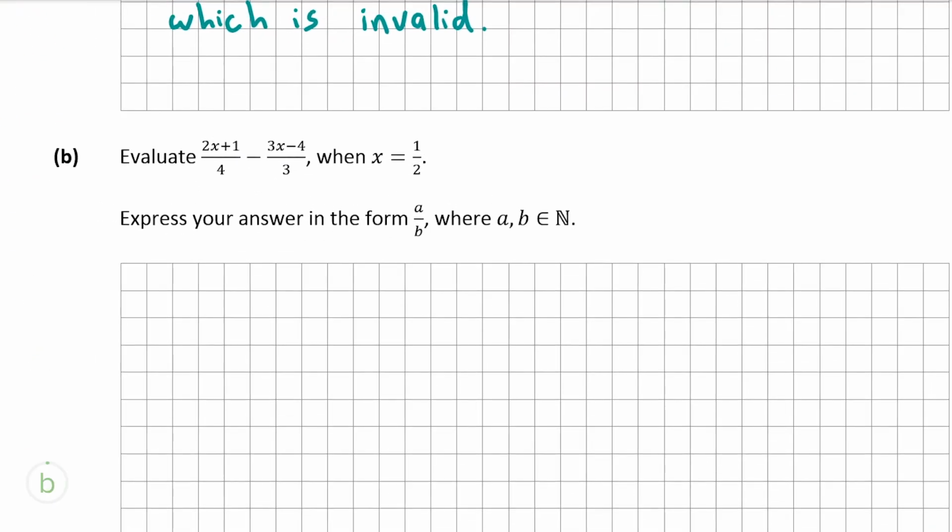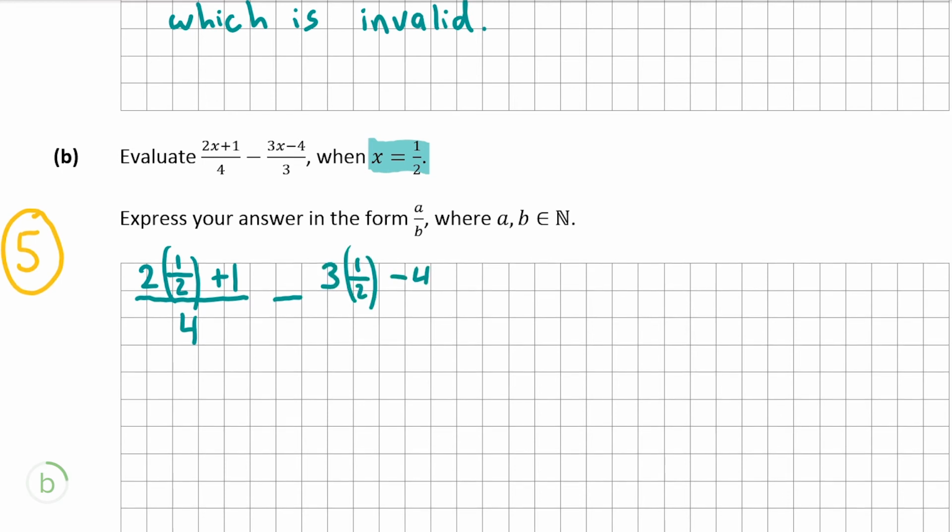Part B is also worth 5 marks, and it asks us to evaluate 2x plus 1 over 4 minus 3x minus 4 over 3, when x is equal to a half. So that bit is important there. We just have to put in half for x, and then we'll see what value we get. That's going to give us 2 times by half plus 1 over 4 minus 3 times by half minus 4 over 3. Then we're going to get 2 times by half, which is just 1. So it's going to be 1 plus 1 over 4, which is 2 over 4.